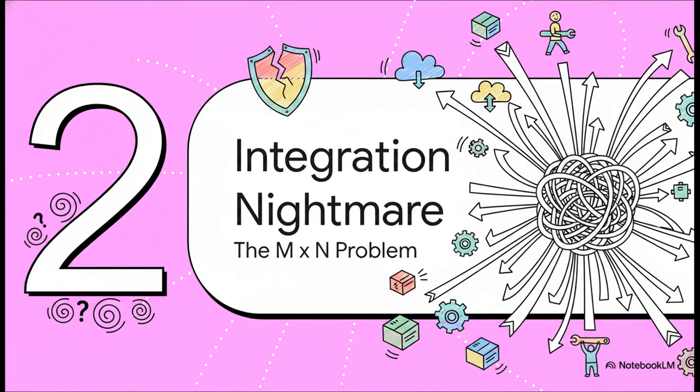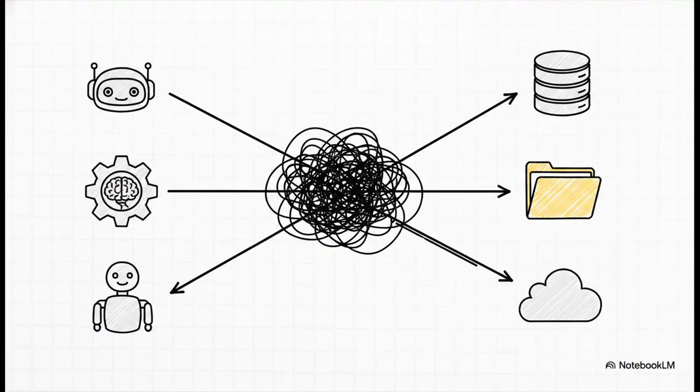Which brings us to Section 2, the integration nightmare. Because as your ecosystem grows, that procedural loop turns into a massive bottleneck. Think about the math on this. MCP was actually created to solve what we call the M times N integration problem. If you have M AI applications, say an internal agent, Claude Desktop, and Cursor, and N data sources, like Postgres, GitHub, and Slack, your integration cost scales exponentially.